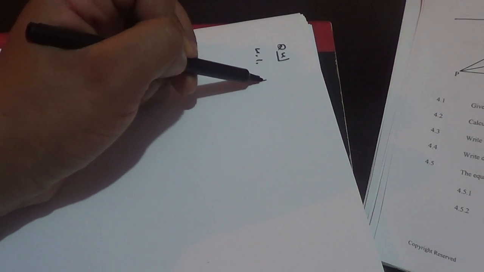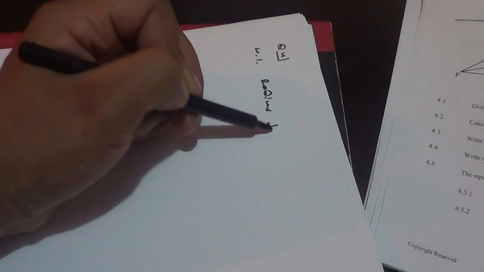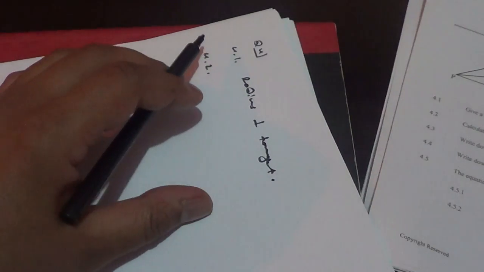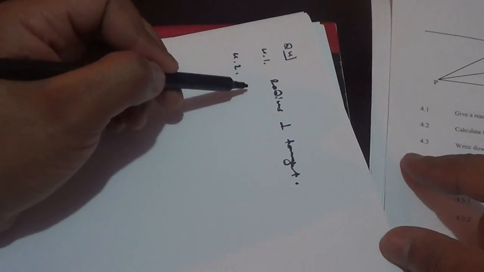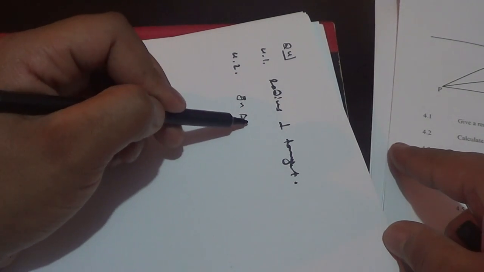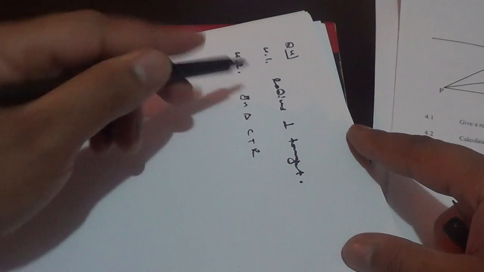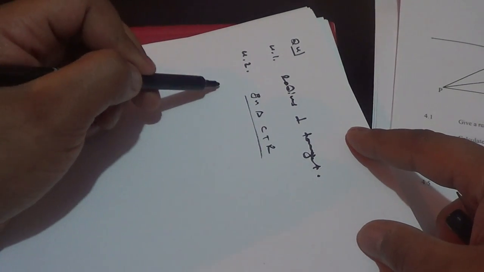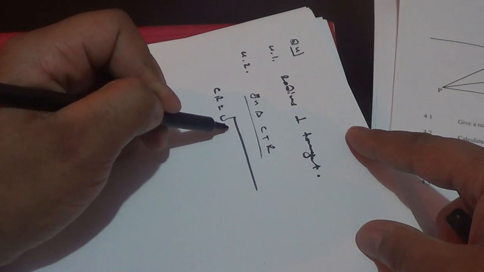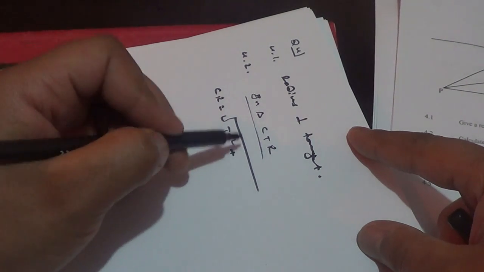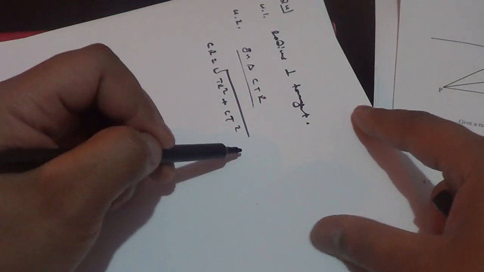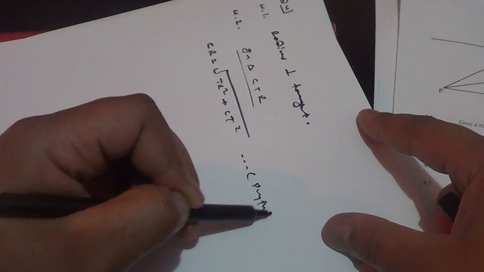So we know that the radius is always perpendicular to the tangent. That was 4.2. Now, we're going to say triangle CTR, right? We know that CR is going to be the square root of TR squared plus CT squared. And of course, this is from Pythagoras, okay?